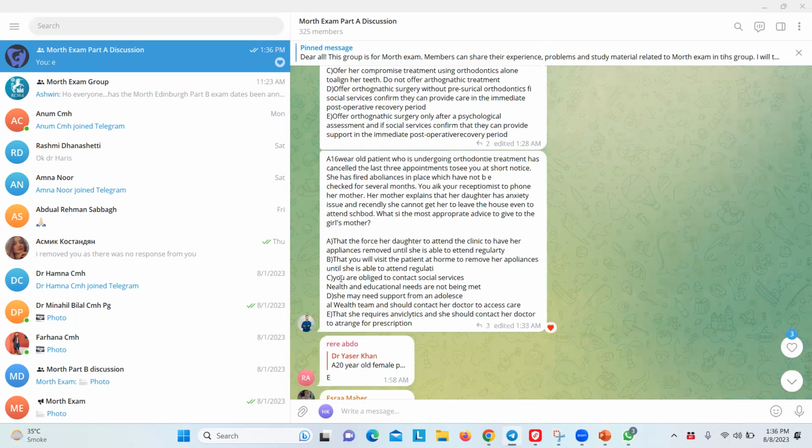A 16-year-old patient who is undergoing orthodontic treatment has cancelled the last 3 appointments to see you at short notice. She has fixed appliances in place which have not been checked for several months. You asked the receptionist to phone her mother. Her mother explained that her daughter has an anxiety issue and recently she cannot get her to leave the house, even to attend school.